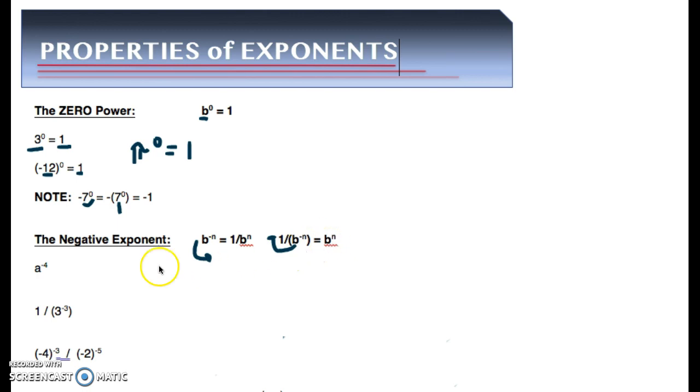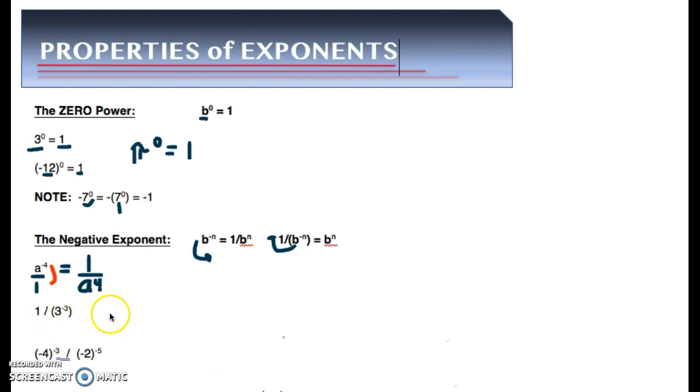So let's look at a few examples. Here I have a to the negative 4. This is the same as a to the negative 4 over 1. A negative exponent says move me, flip me, put me in the denominator. So my answer here, my 1 will go upstairs, and I will have an a to the 4th power. Notice once I move my base to the numerator or the denominator, my exponent becomes positive.